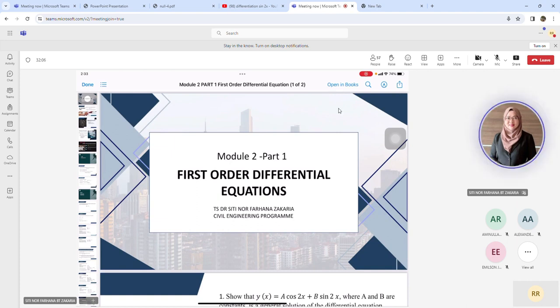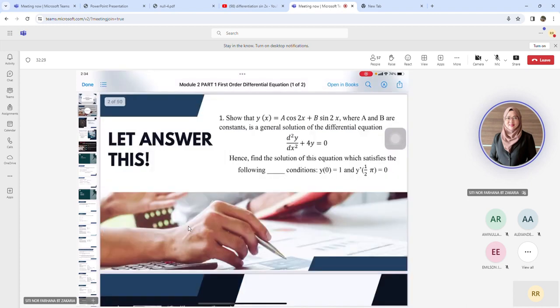Okay. So today we will continue our lecture on how to solve the first order differential equation and find its solution. So still remember, the solution for a first order or second order equation is not a single number, but it is in the form of a function. Okay, so I believe everyone has solved this problem.